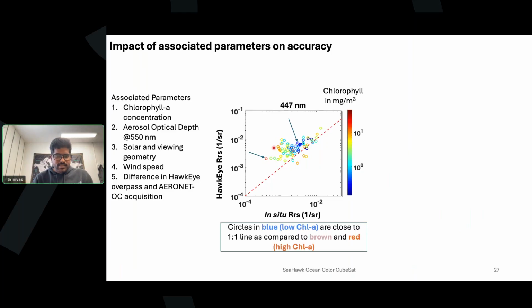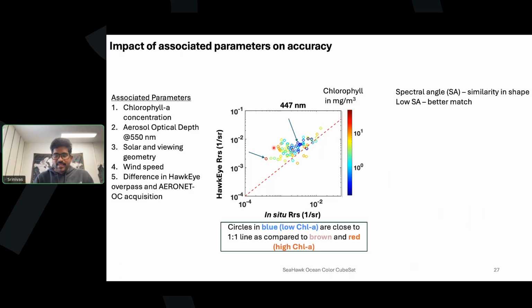So this indicates that the level 2 reflectance product is more accurate in low chlorophyll waters as compared to high chlorophyll waters. And this is something that is observed in previous studies as well. In order to confirm whether this is a real signal or not, we calculated a statistic which is called spectral angle.